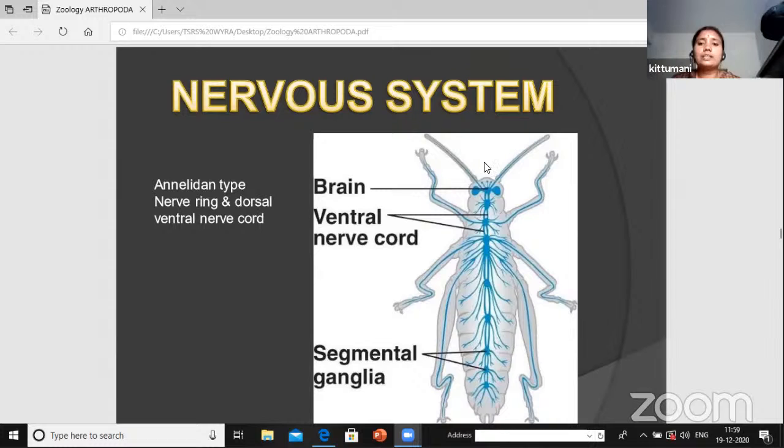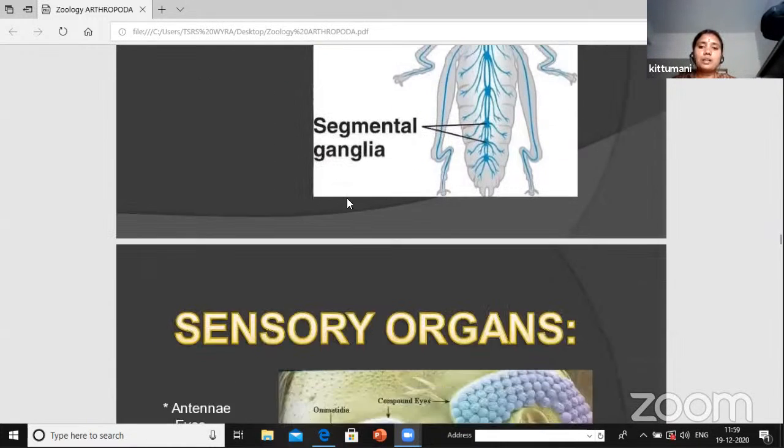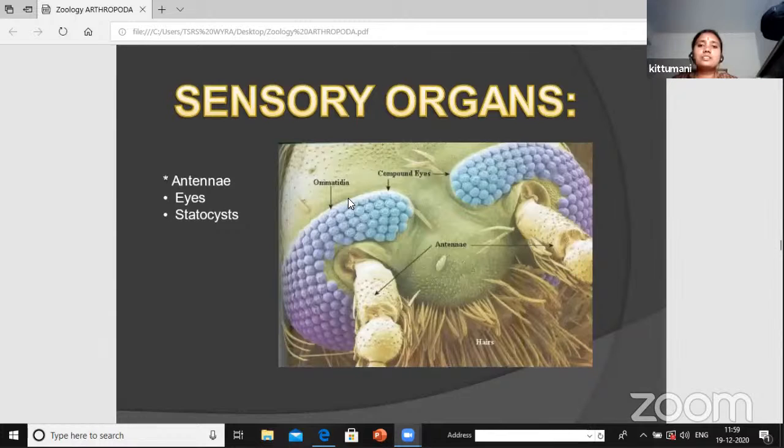Okay, and they coordinate the appendages and the body also. This is all about the nervous system of phylum Arthropoda. The next, the sensory organs. Sense organs are also present in phylum Arthropoda. What are they? Here two pairs of antennae are present, and compound eyes, meaning the eyes are also sensory organs, and statocysts are also sense organs in the phylum Arthropoda.